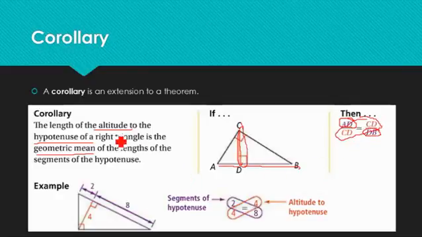So if I look at this example, the length of the altitude is my geometric mean. So that goes in the middle of the proportion. And then the two new segments that are created when the altitude is drawn are my extremes. So 2 over 4 would equal 4 over 8.